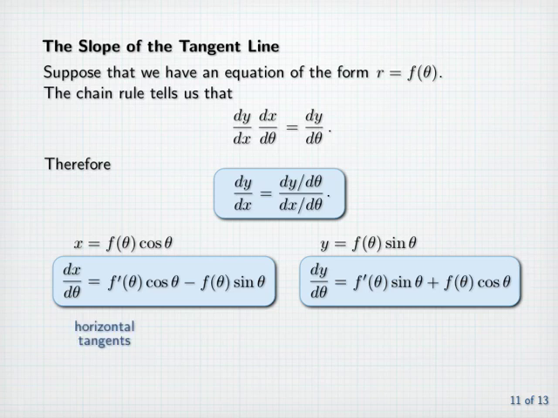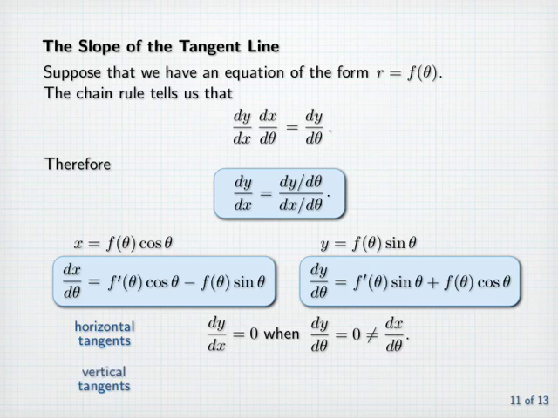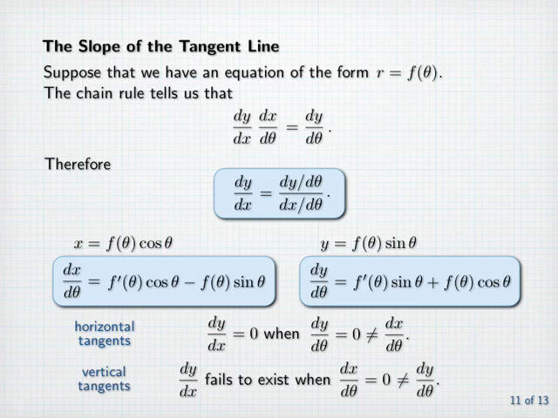Now, for instance, if we're interested in finding horizontal tangents, we would set dy dx equal to 0, and dy dx would equal 0 only if the numerator of the quotient equals 0, and that's when dy d theta is equal to 0, provided, of course, that the denominator dx d theta is not also 0. We can locate vertical tangents by looking for where dy dx is undefined. And that's going to happen when the denominator dx d theta equals 0, while the numerator dy d theta is not 0.